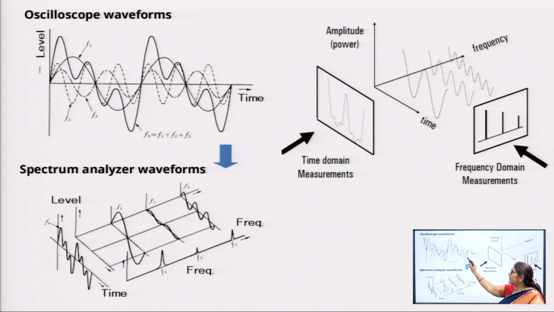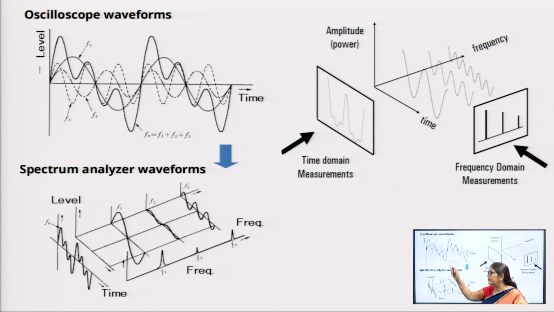This is the signal. Suppose we have three frequency components, or three signals which have different frequencies, and we want to see the signal on the CRO screen. On the CRO screen, this type of signal waveform we will get. We can also see the sum of the signals or the difference of the signals on the CRO screen, but it is in the time domain.